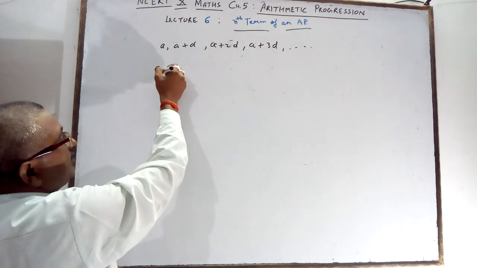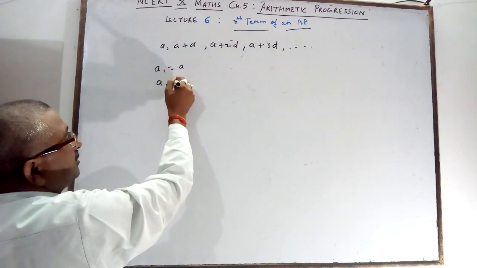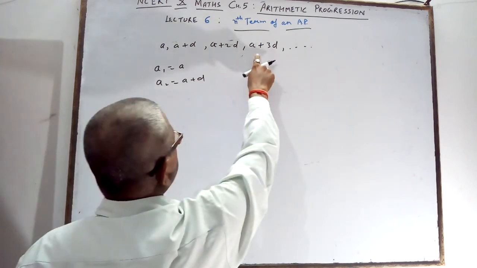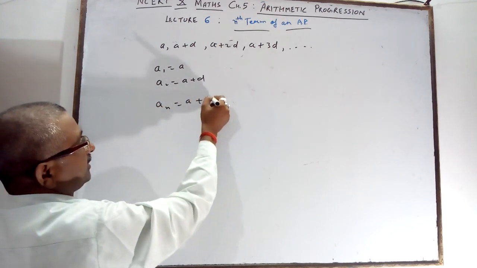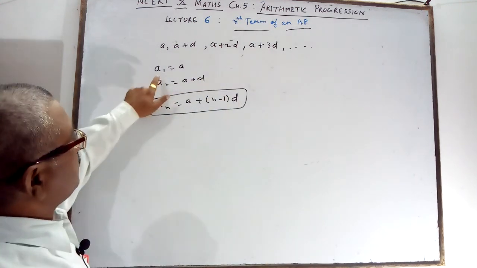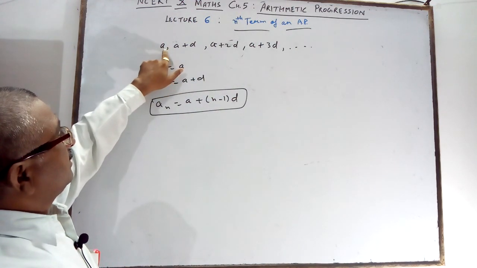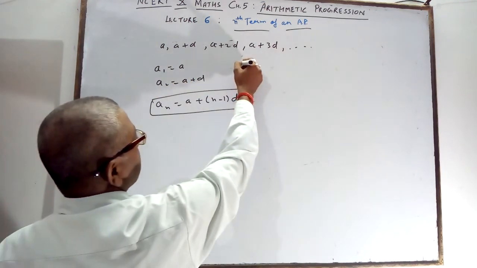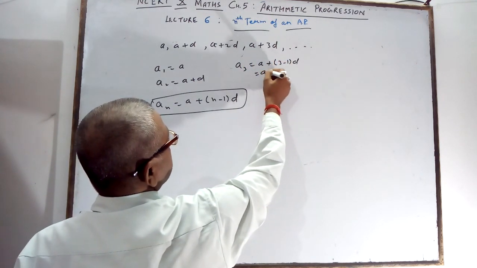So we know that a1 is equal to a, a2 is equal to a plus d. If there are n terms, then you can write the nth term a_n is a plus (n minus 1) into d. The first time you are getting 1 minus 1, so d is not there. The second time you are getting a plus d, which means 2 minus 1. The third term, how will you get? a plus (3 minus 1) into d, that is a plus 2d.